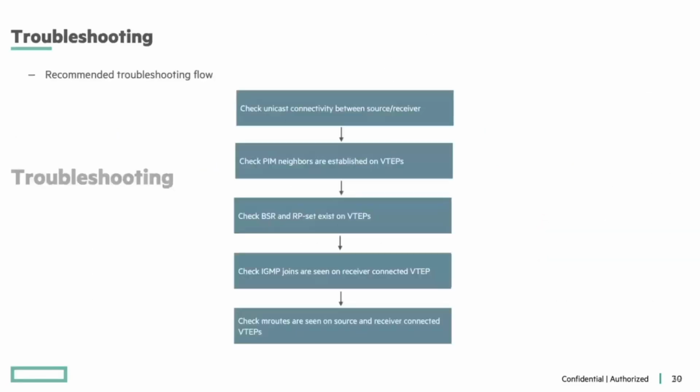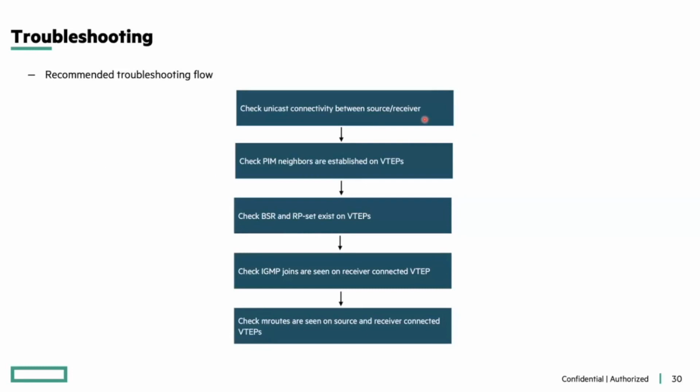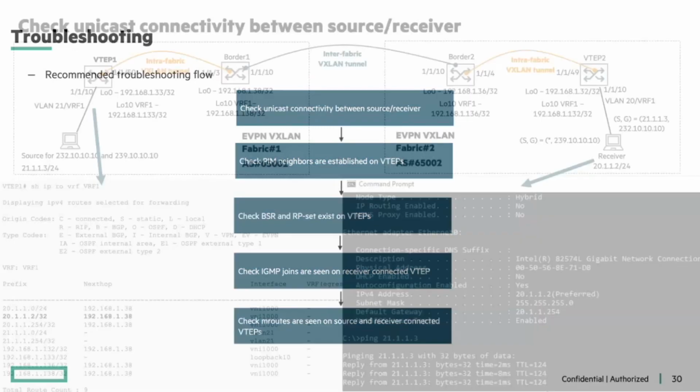Troubleshooting. This is the recommended troubleshooting flow. Check unicast first, because if unicast doesn't work, multicast will not work. Check your PIM neighbors, make sure they're established. Check that the BSR and RP exist. Check that the IGMP joins are seen on the receiver. Check that the mroutes are seen. If all these are not seen, then troubleshoot further.